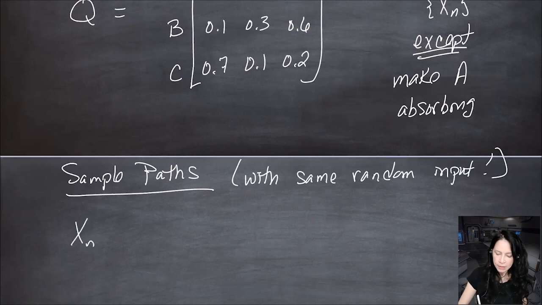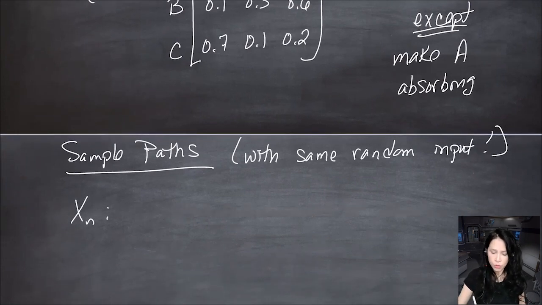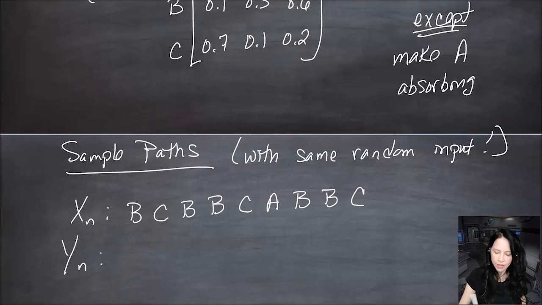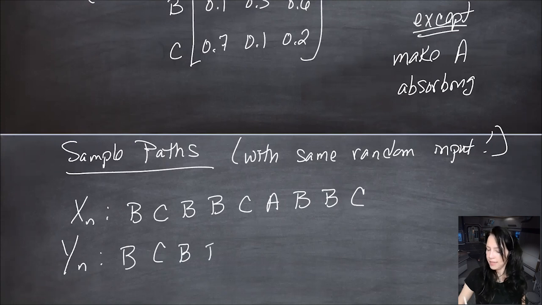For Xn, maybe you'll go from starting at B, I think that's what I was starting at here. You might then go to C, you might go back to B, stay at B, go to C, go to A, go to B, stay at B, go to C. But if you were running the Yn chain, if you started at B, it's going to stay in sync with that X chain. But once you hit A, it will get stuck there and it will stay there forever.